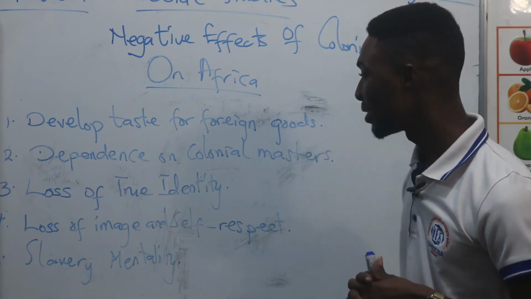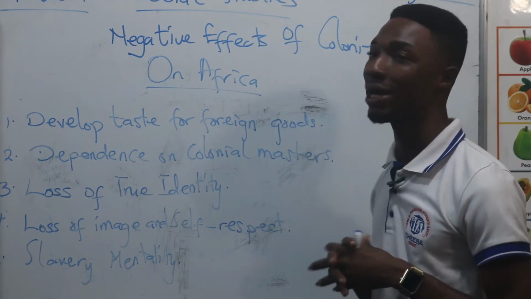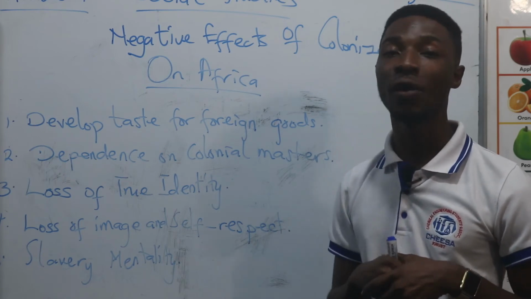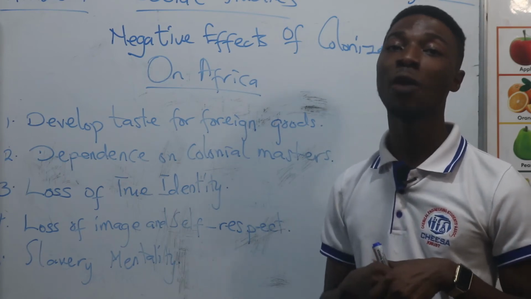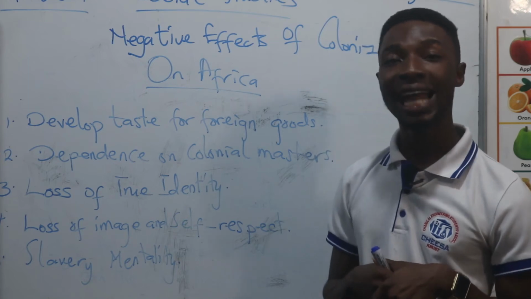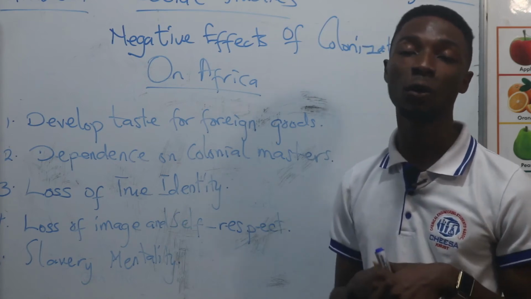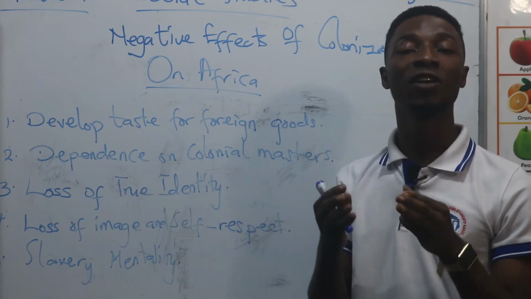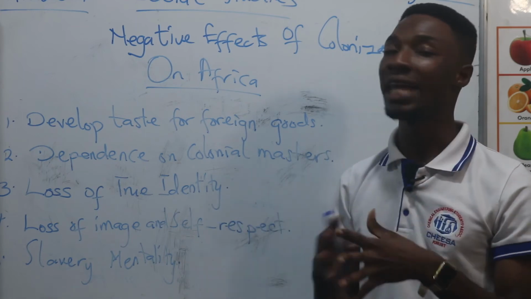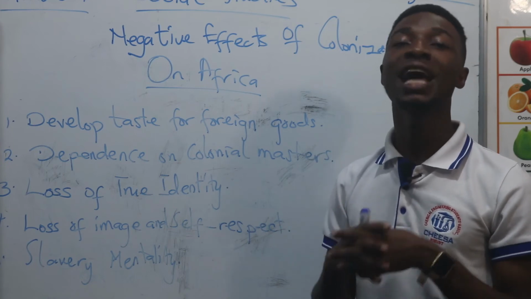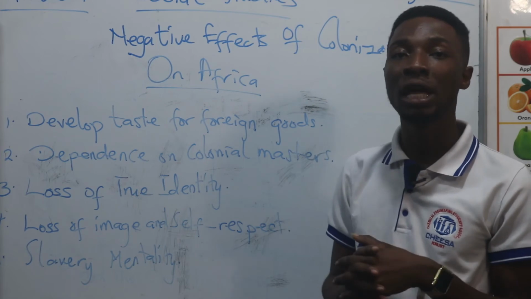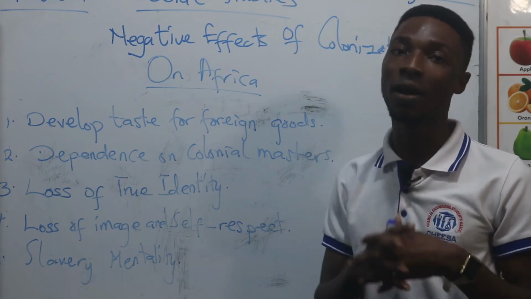The next one, dependence on colonial masters. Even though we have gained freedom, we still rely on our colonial masters for our well-being. Ghana still relies on her colonial masters for money, for loans, for developmental aids, and a whole lot of stuff. We are still slaves to our colonial masters because we still depend on them for some things to develop our own country.